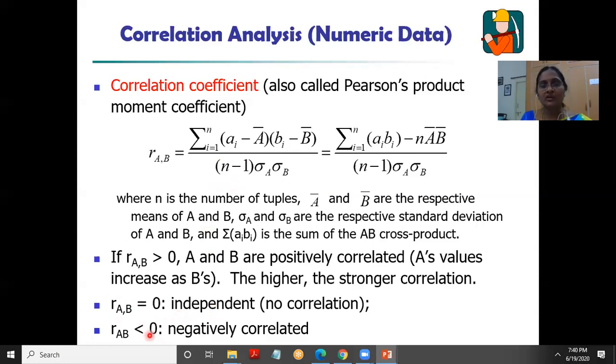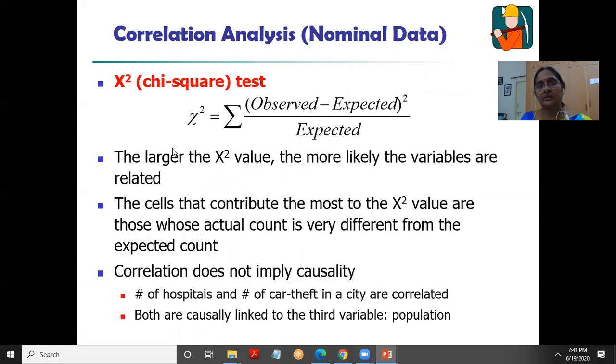And similarly, if the correlation coefficient is less than 0, both are negatively correlated. So one increases, the other one decreases. This is negatively correlated. And this is one of the methods for eliminating the redundancy. Another method is the chi-square test.